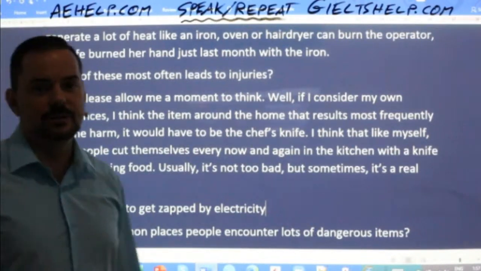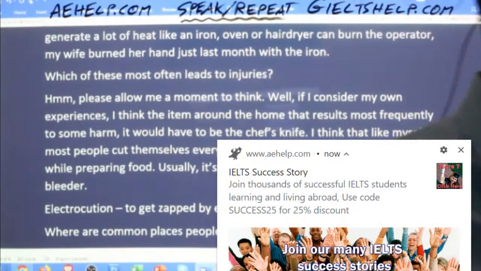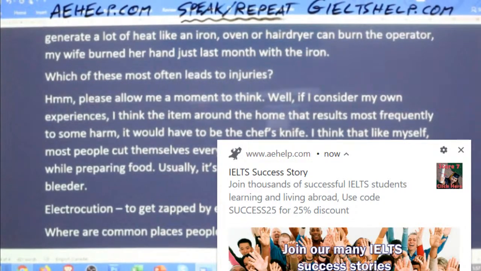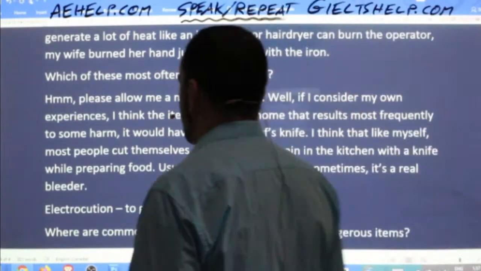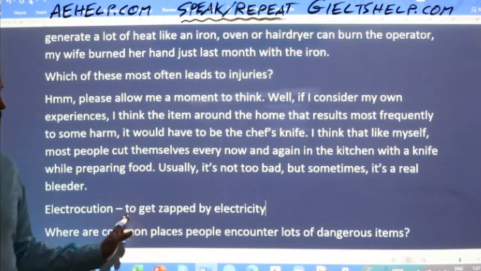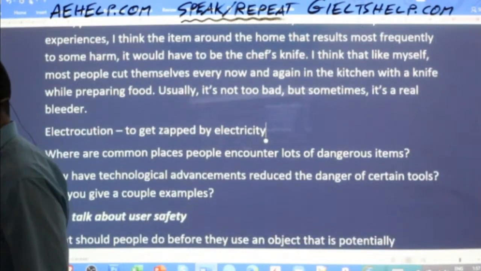Okay? A real bleeder is when you got a bit of blood going on, spraying and so on and so forth. Of course, if that happens, elevate your finger above your heart, apply some pressure, stop the bleeding, put a bandage on it, and if you have to, go to the hospital and get some stitches. Okay, and if you get zapped by electricity, it's called electrocution. Keep that word in mind for future.